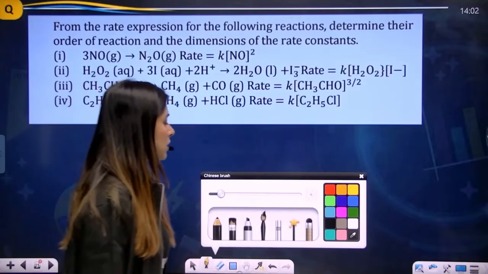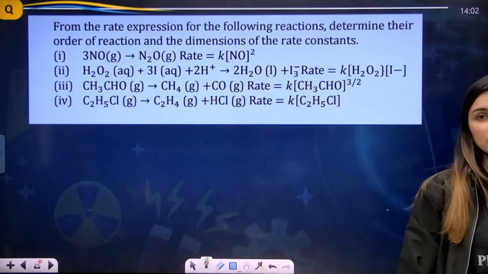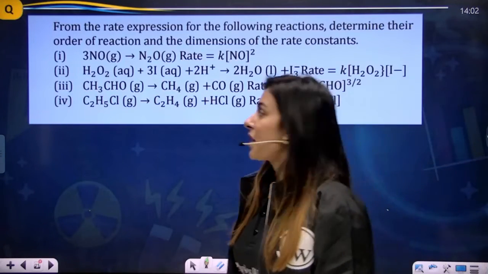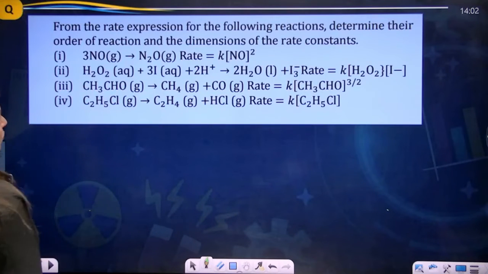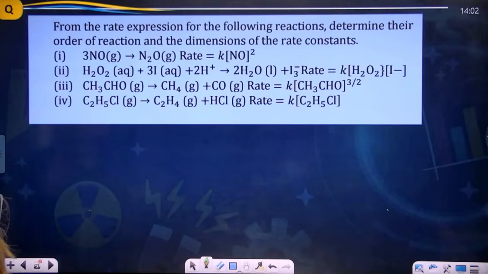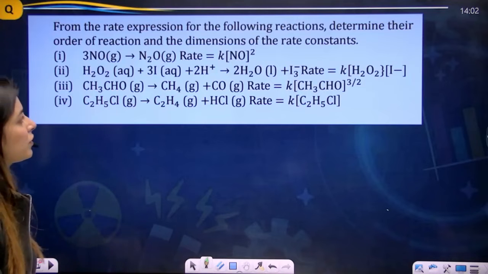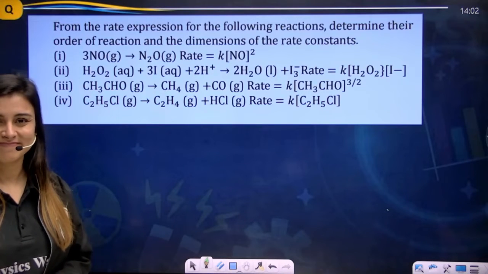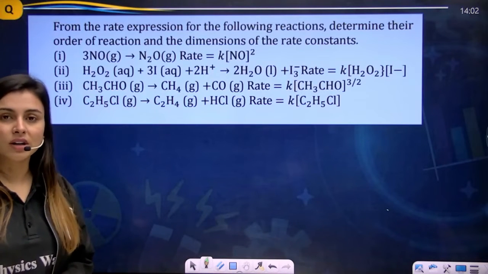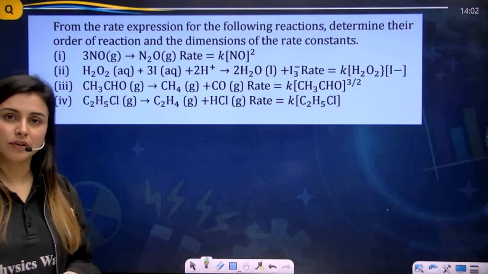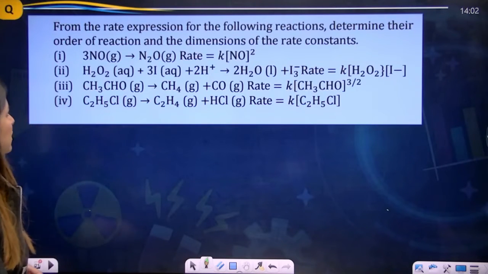Just see the question. The questions are super easy. You just need to understand what they are asking. The question says: from the rate expressions of the following reactions, determine their order of reaction and the dimensions of the rate constant. So you have to tell the order and give the unit of the rate constant. Let's see the first reaction.